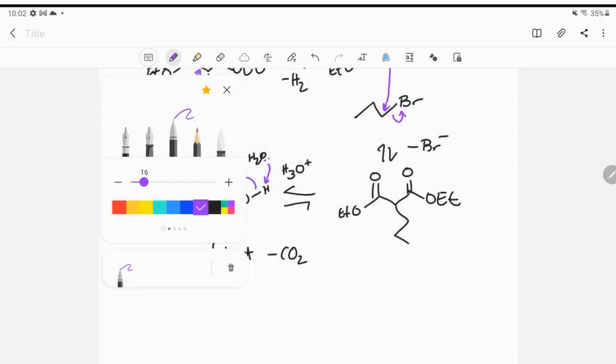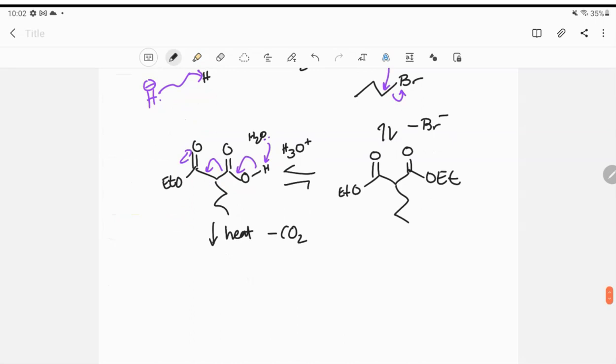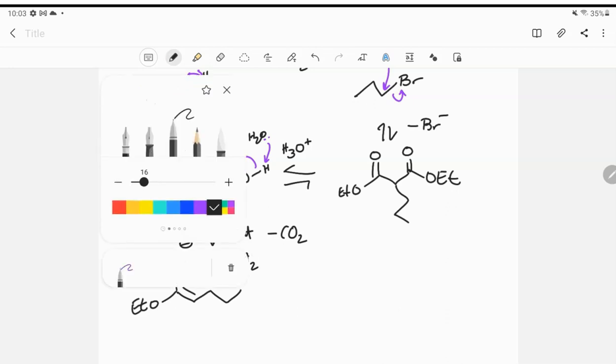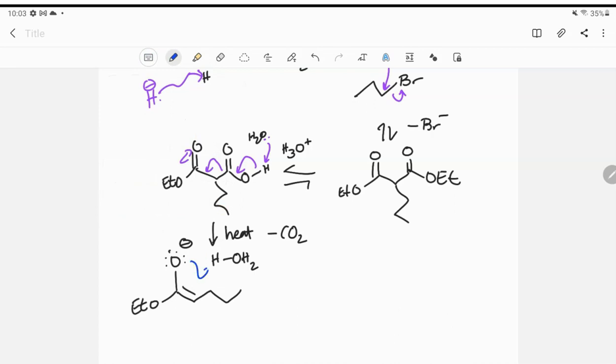Once we do that, this is irreversible. We have our enolate here. All right, we've lost our CO2. This thing is an enolate, which I should indicate. We go ahead and now we're going to go ahead and protonate this thing and then tautomerize back to our product.